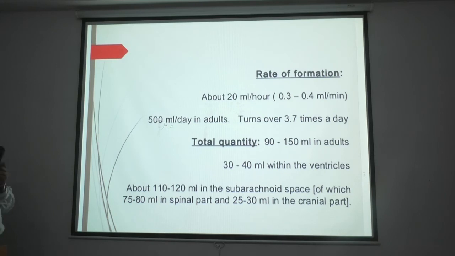Then the rate of formation is nearly 20 ml per hour. So nearly 500 ml per day is synthesized in an adult. But actually how much will be present? 90 to 150 ml in an adult. Out of that, 30 to 40 ml will be present in the ventricles.